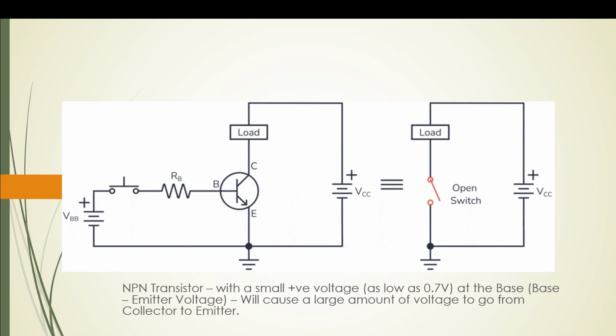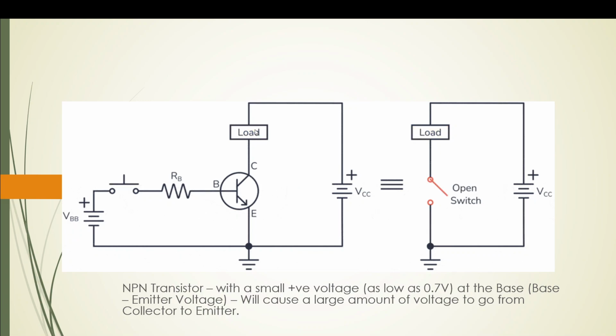Now let me show you the circuit on the left hand side. This is the transistor, and the transistor has the base on the left hand side, the collector on top and the emitter at the bottom. And you can see that the collector is connected to the positive side of the battery through a load.